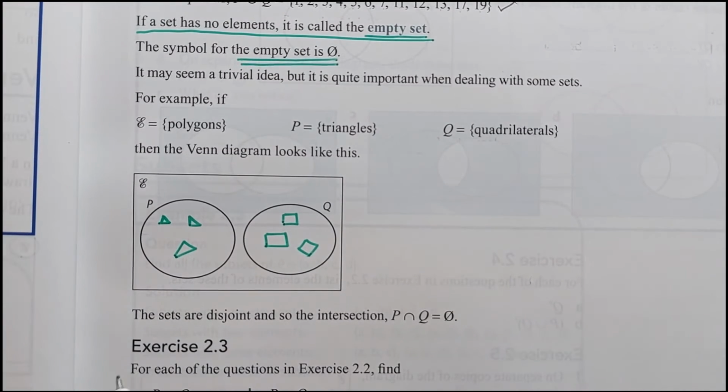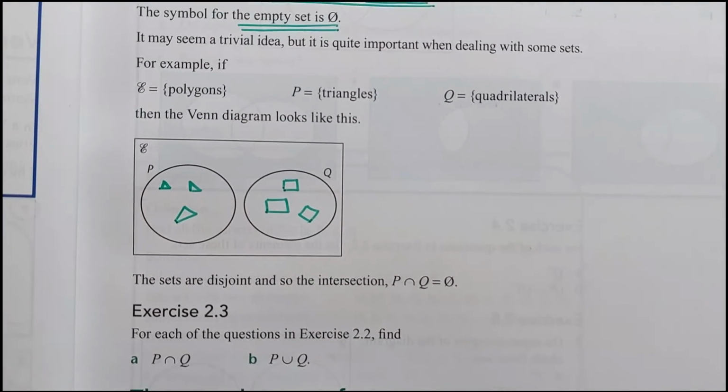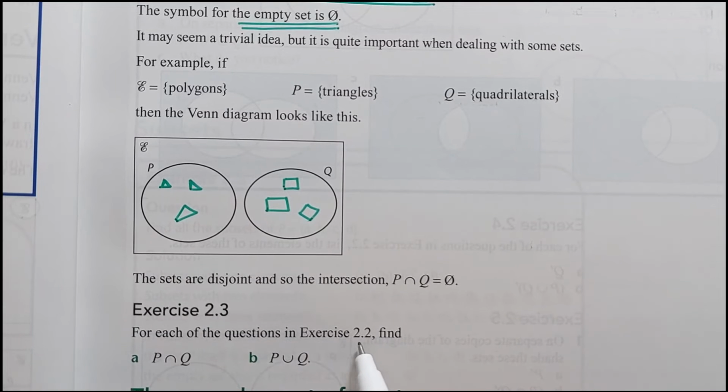Let's do exercise 2.2. This is a practice question. For each question in exercise 2.2, you have to find P intersection Q and P union Q. These are the practice questions.